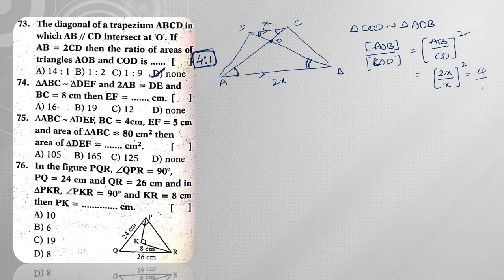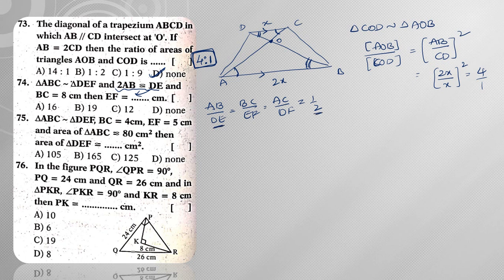Next, triangle ABC is similar to triangle DEF. 2 times AB is equal to DE. First of all, he has given ABC triangle is similar to DEF triangle. Now from this I can say AB by DE will be equal to BC by EF will be equal to AC by DF. Already from this condition, if I transpose this DE, AB by DE is equal to 1 by 2 only, no? So AB by DE is equal to 1 by 2.